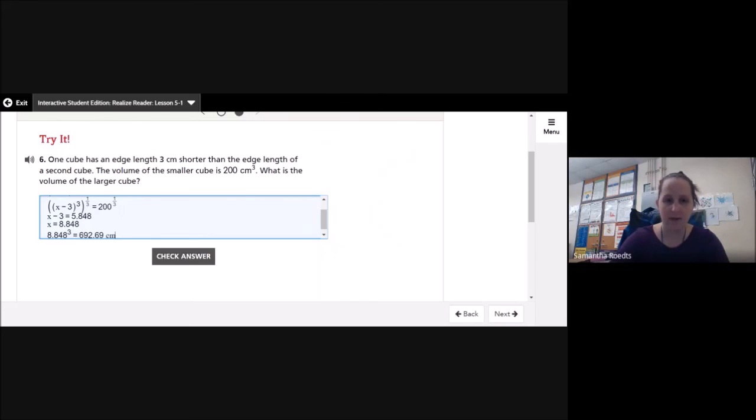692.69 centimeters cubed. This was the side length of the larger cube, remember, because we subtracted, so the 5.848 was the smaller one, which gave us the 200. So the larger one is 8.848 approximately. And I cube that, I get 692.69 centimeters cubed.